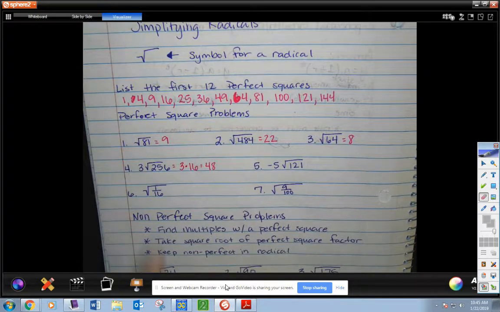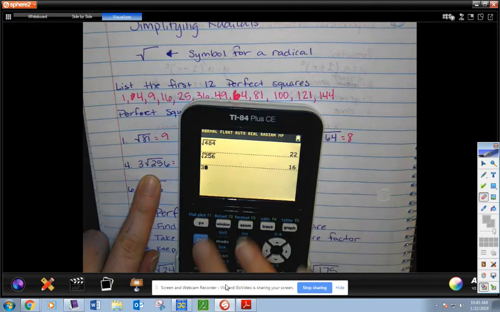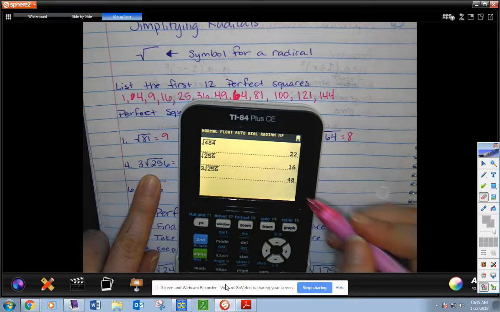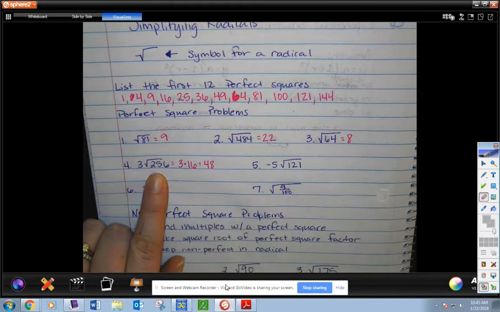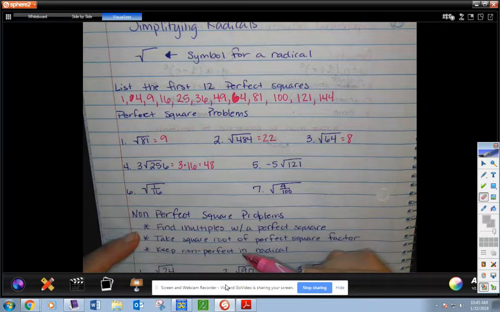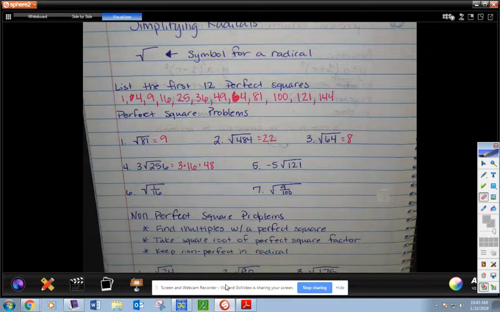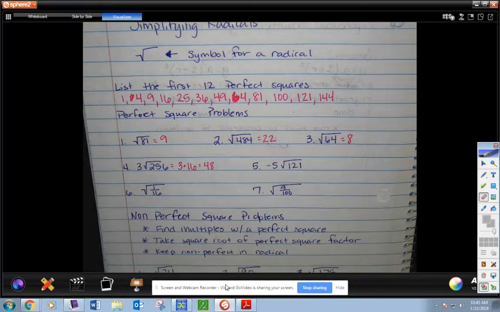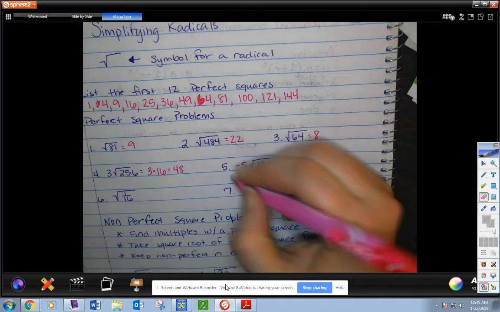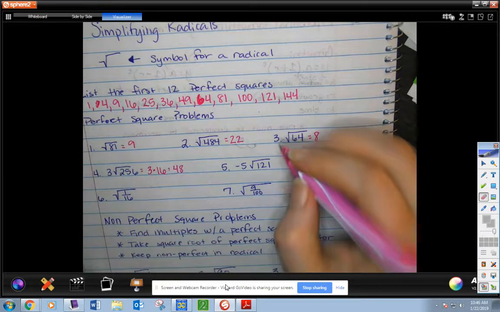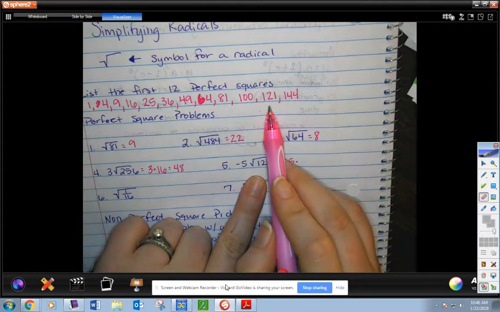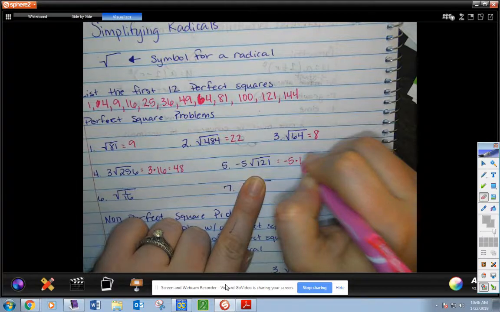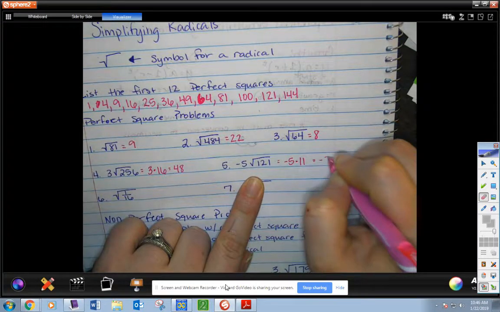Okay, now the cool thing is you could have typed this problem in the exact way it's written, and it would have still given you 48. But I'm teaching you how to do just the radical part first, because once we move down to the bottom half of the page, you're going to have to show work. So if you just put everything in the calculator, I'm not going to give you full credit for it. So moving over to 5, I have negative 5 times the square root of 121. The square root of 121 is a perfect square, and it's 11. So negative 5 times 11 would be negative 55.